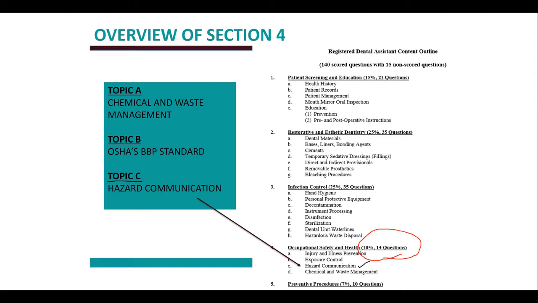In addition, let me just take a second to go back and encourage you that if you have already completed these sections or the topics in section 3 infection control and you are preparing to take the RDA exam, you are prepared to take and pass 35 questions on the RDA exam. So be encouraged. You are a good percentage of the way there to be prepared to take and pass the RDA exam with these 35 questions of infection control and these 14 with occupational safety and health. You are well on your way.